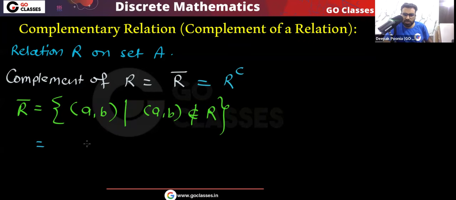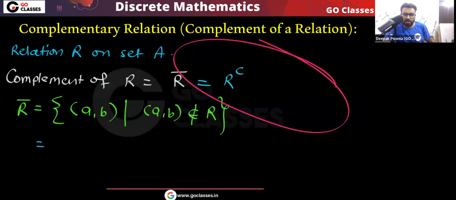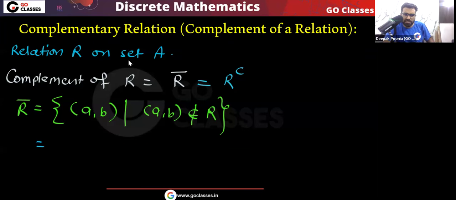Remember, I can also write this same thing in another way. Basically, you subtract this relation R from the universal relation. On this set A, what is the universal relation? On this set A, what is the relation containing the maximum number of ordered pairs, or the largest relation possible? That is A cross A. Because we already know every relation on set A is a subset of A cross A.